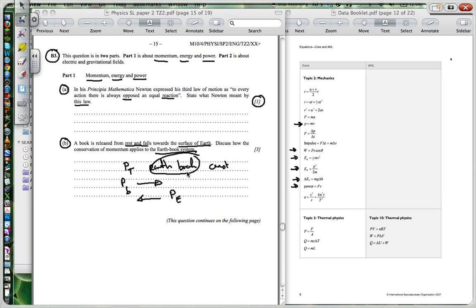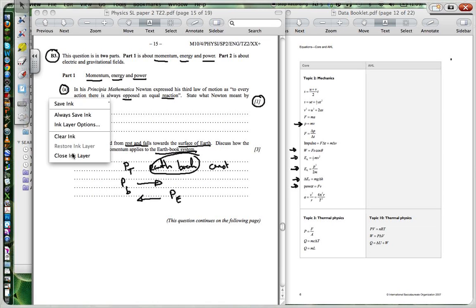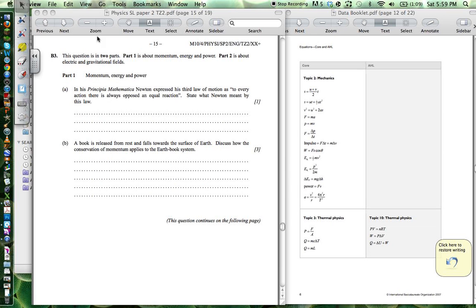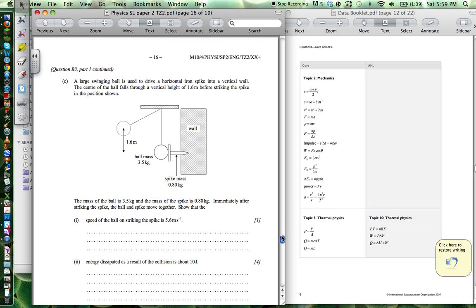So we have this earth book system, you see. We have that system, and the total momentum of both the book and the earth will remain constant in that whole time. So can you put that in writing, in a form of writing? It's difficult for me to always write this with this pen, and also I don't want to take up too much time. Good. Let's go over the page then to our next question.